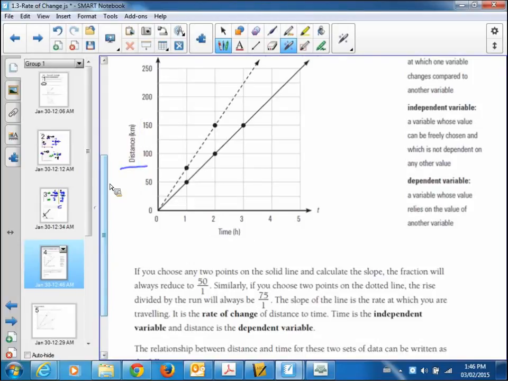Kind of? You'd say, well, how far have I gone? That depends. Were you in the car? Did you guys drive for 2 hours? At 100 kilometers per hour, you went 200 kilometers. That's what it depended on, your time.